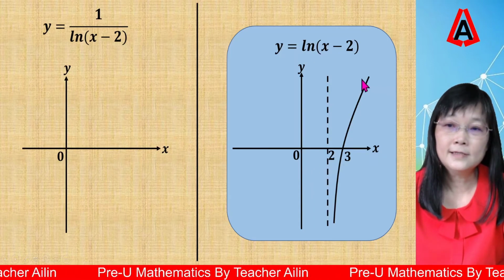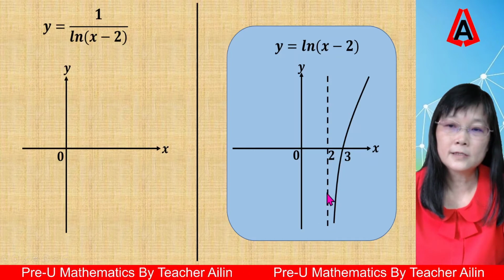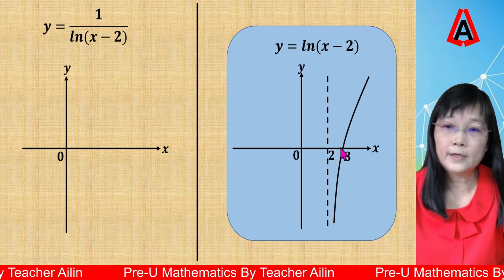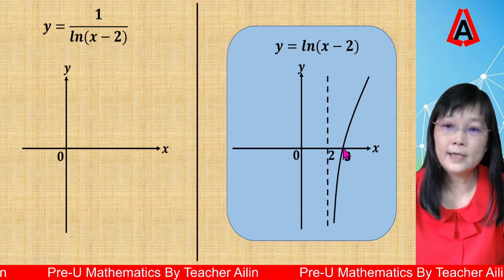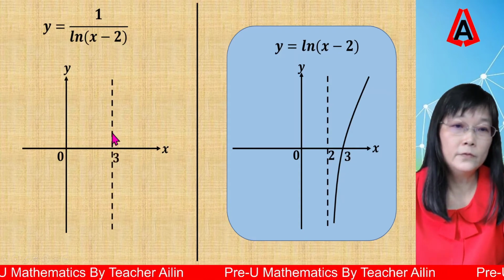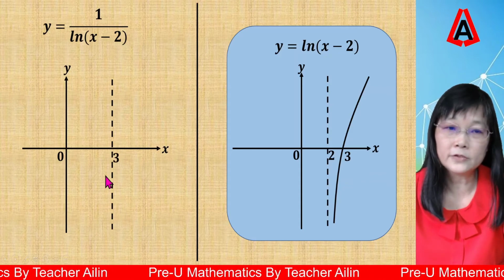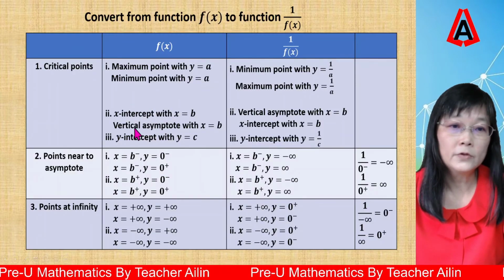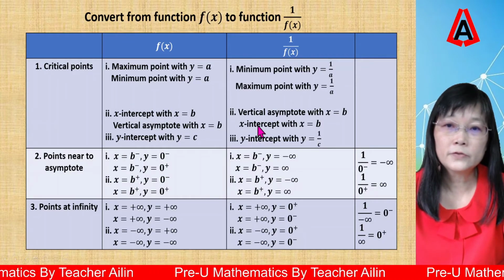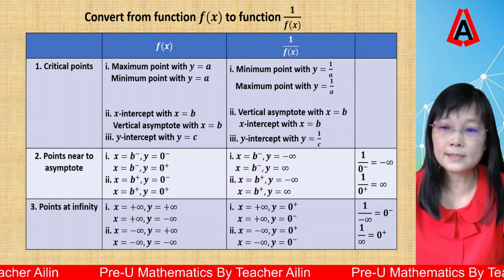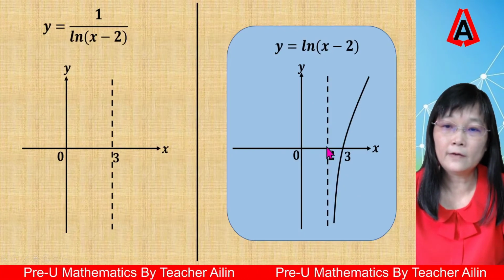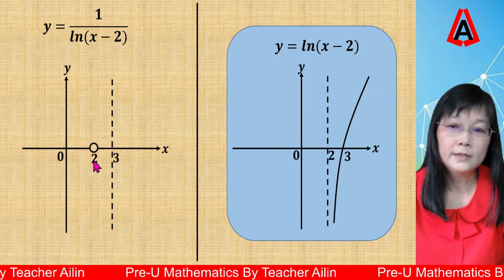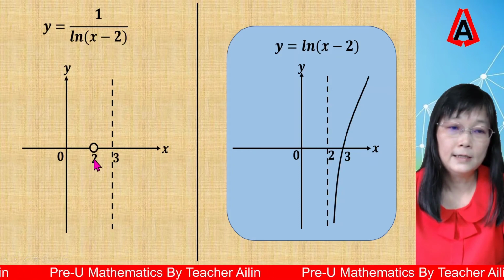First, since this ln has no maximum point or minimum point, we look at the x-intercept. The x-intercept becomes the vertical asymptote of the reciprocal function. Then any vertical asymptote, after changing to the reciprocal function, becomes an x-intercept. So since here we have a vertical asymptote, when changed to the reciprocal function, that point becomes an x-intercept.